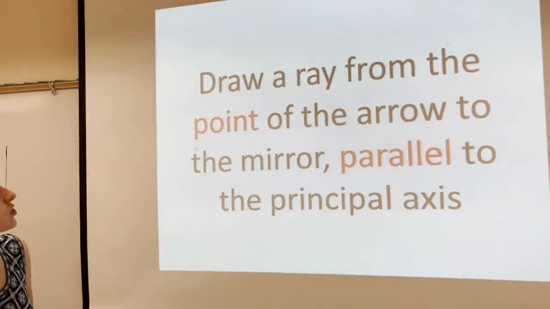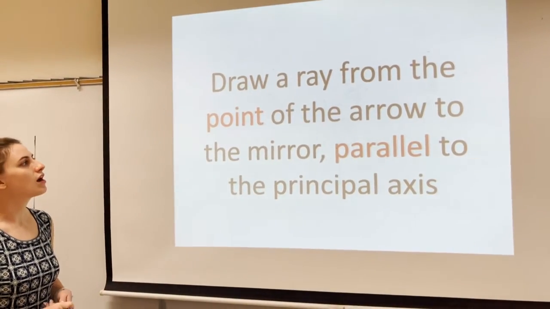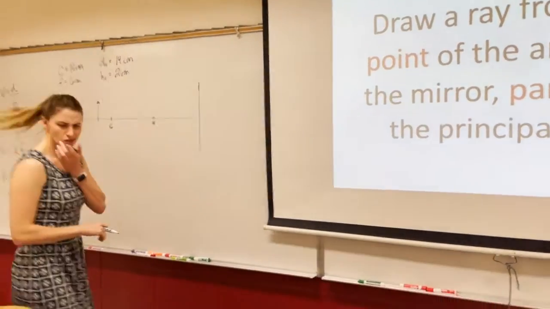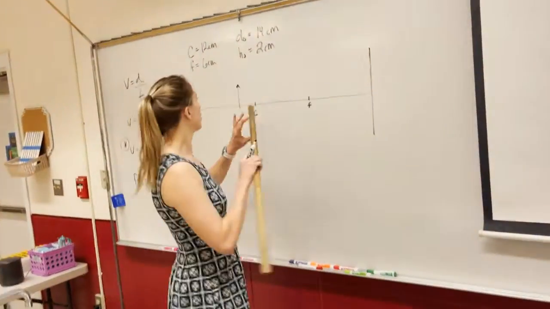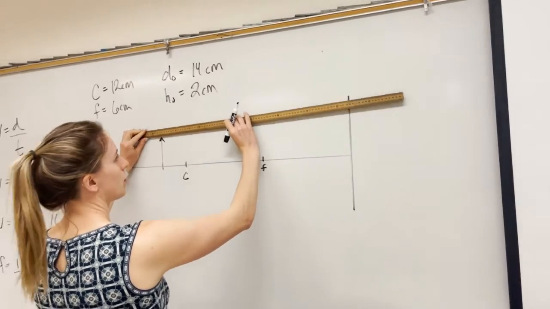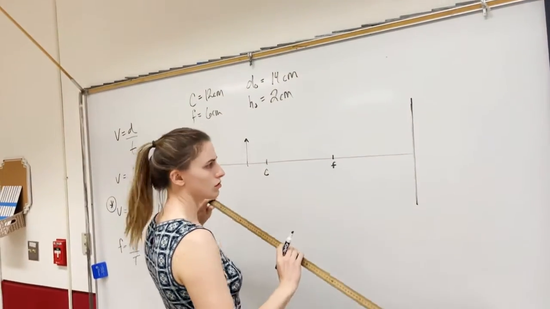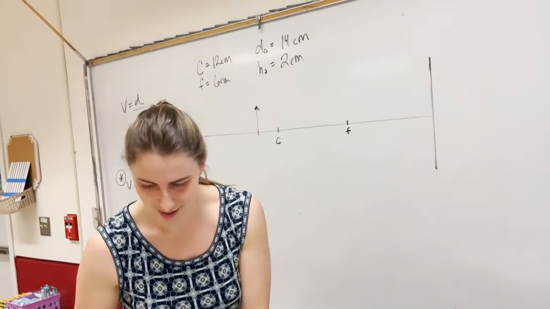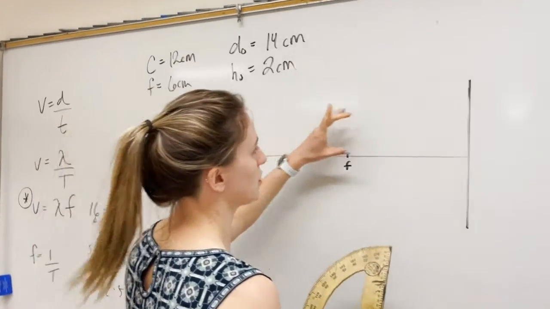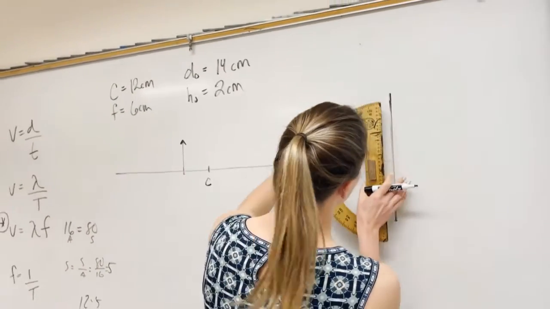Okay, now it says draw a ray from the point of the arrow to the mirror parallel to the principal axis. How can you make it parallel? What can we do to make it parallel? Because ray model diagrams obey the law of GIGO. Garbage in, garbage out. So I think if I measured this, if this was 2 centimeters, I can measure 2 centimeters over here. That would make it parallel, right?